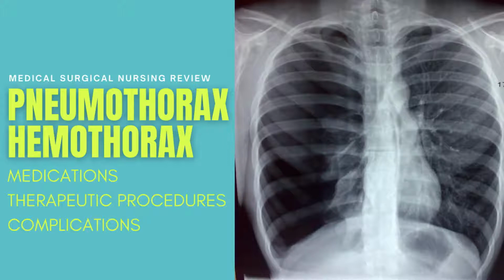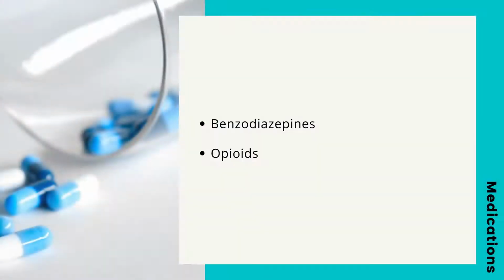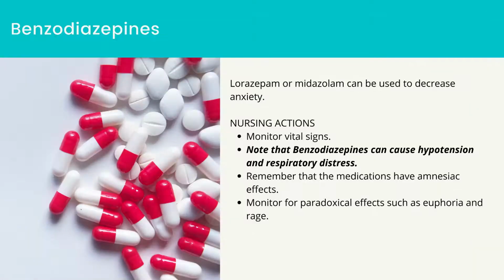Now, let's get started. Medications. The first type of medication are benzodiazepines. Lorazepam or midazolam can be used to decrease anxiety. Nursing actions. Monitor vital signs. Note that benzodiazepines can cause hypotension and respiratory distress. Remember that the medications have amnesic effects. Monitor for paradoxical effects such as euphoria and rage.